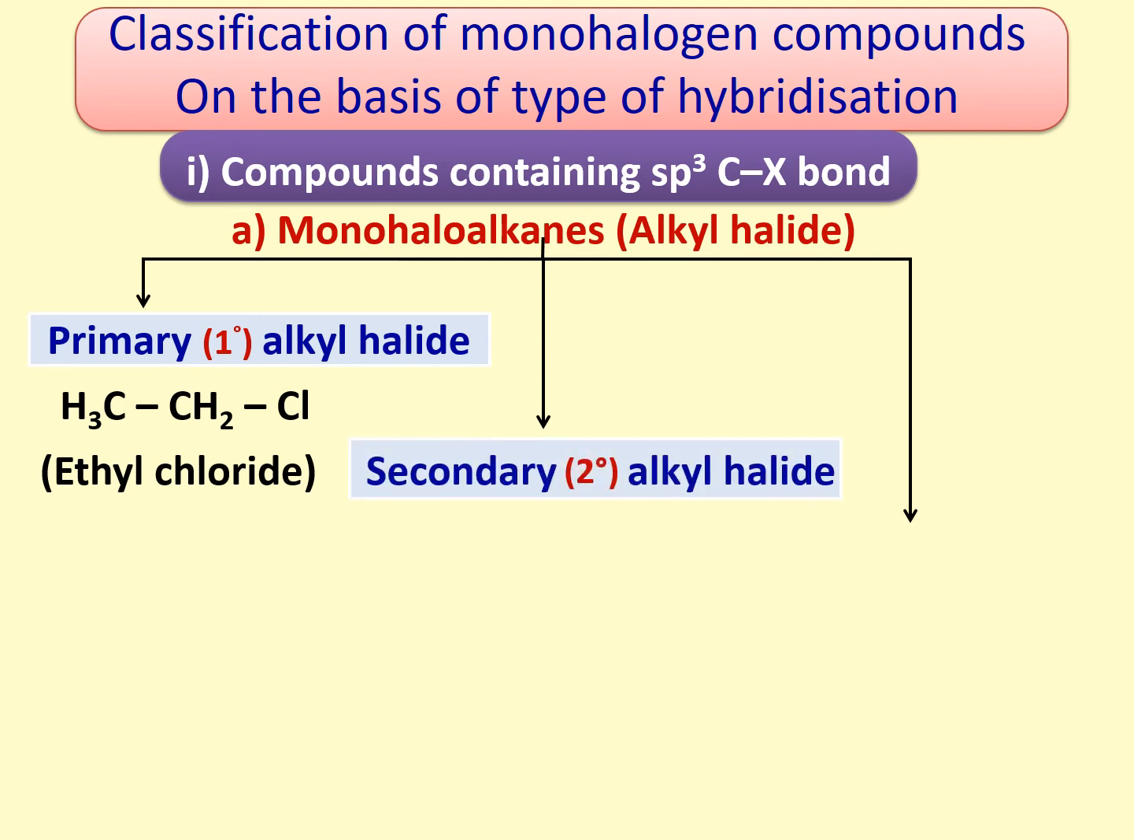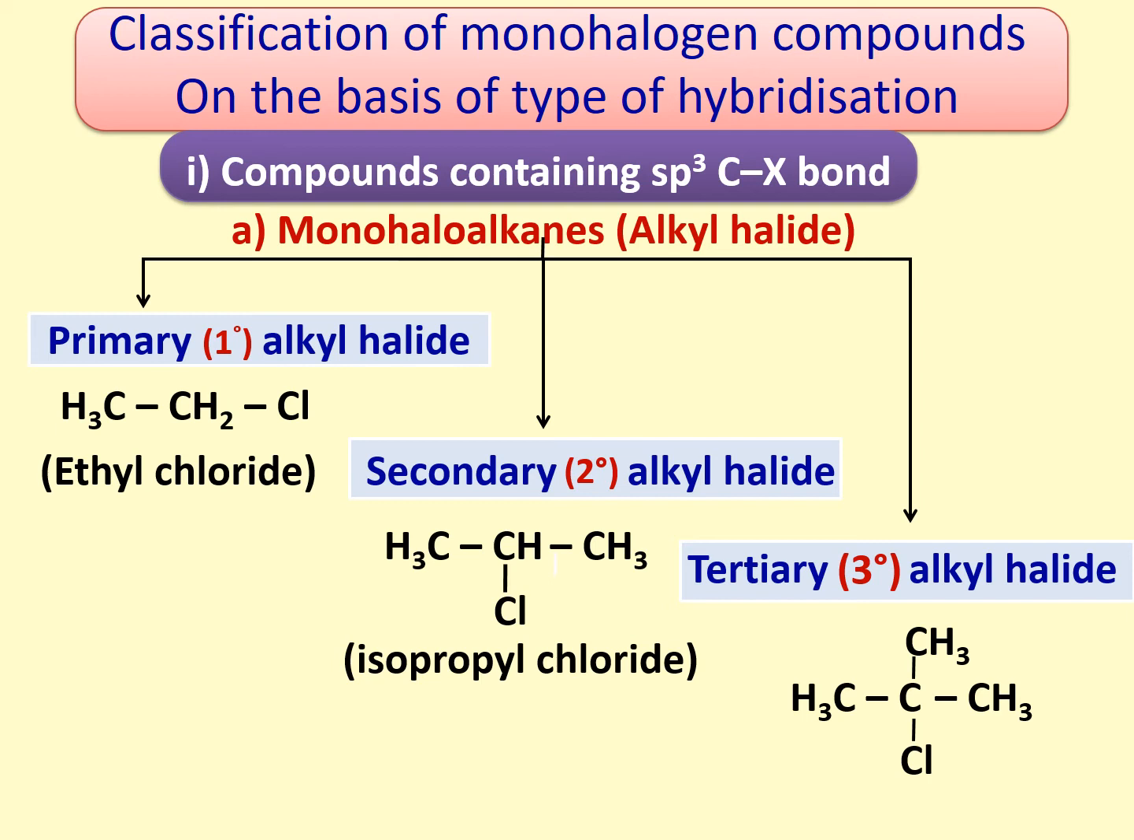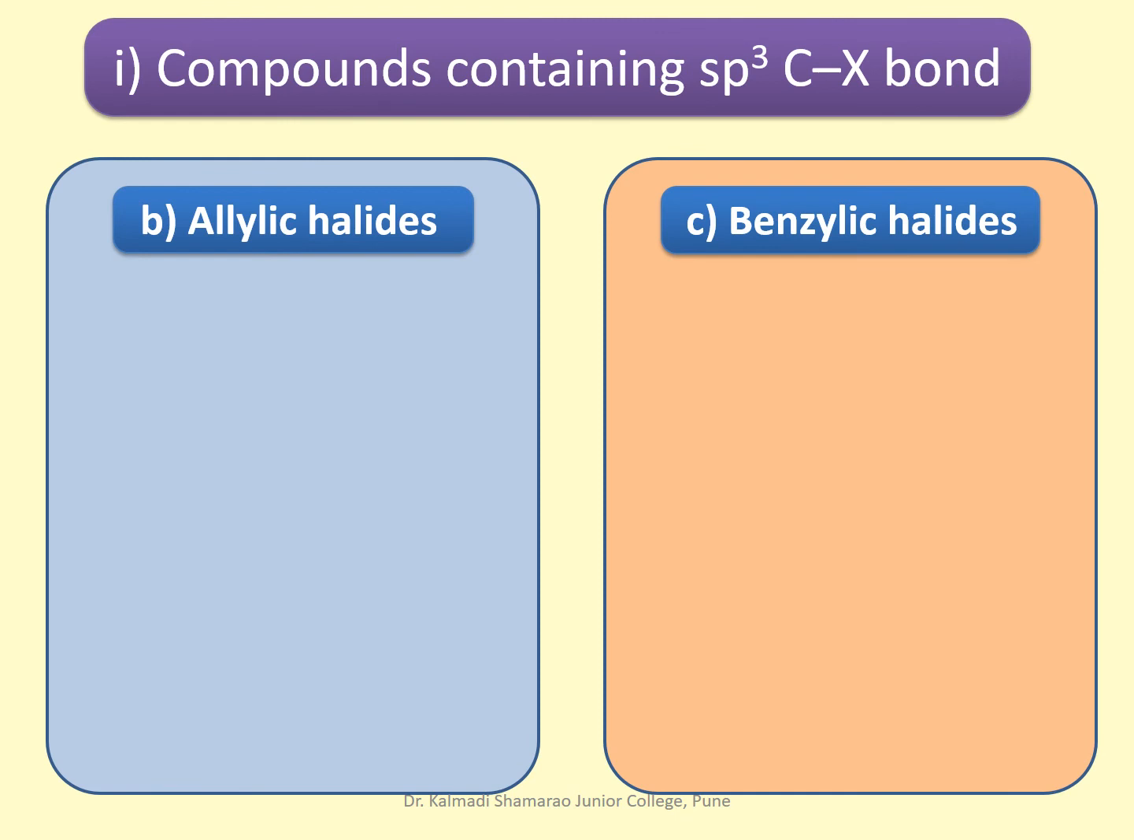In secondary alkyl halides, halogen atom is attached to a secondary carbon atom. For example, isopropyl chloride. And in tertiary alkyl halides, halogen atom is attached to a tertiary carbon atom. For example, tert-butyl chloride. There are two other types in compounds containing sp3 hybridized carbon halogen bond. These are allylic halides and benzylic halides.